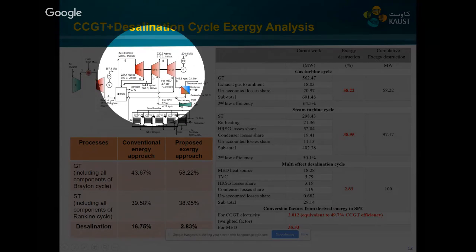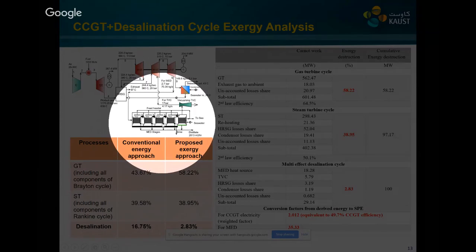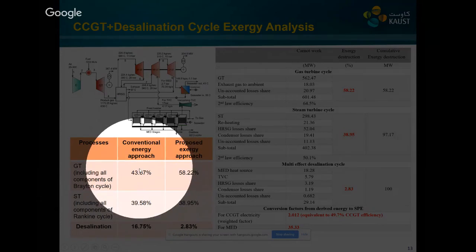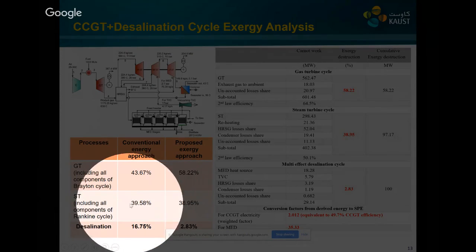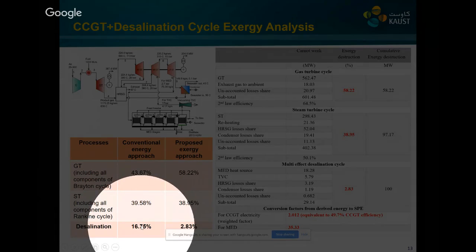So if we just consider the flow rate, then it will be like we are penalizing the thermal desalination system, and that's not a correct and fair comparison. That is the main problem, and we can see that if we apply the conventional energy approach, it shows that the gas turbine consumes around 40 or 43% of the input fuel exergy, the steam turbine is around 40%, and the desalination is around 16% of the input fuel exergy.